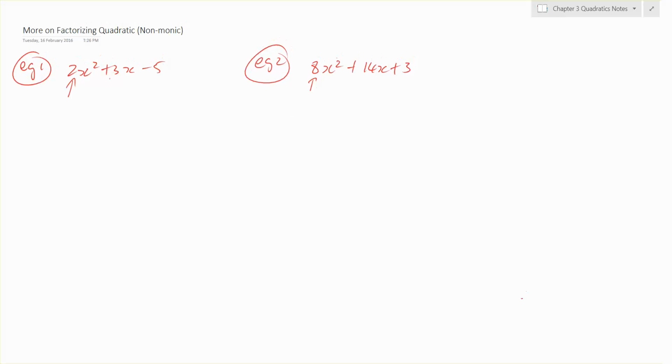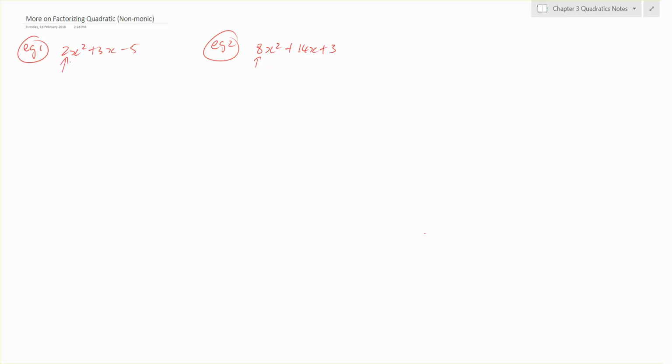The way we factorize this is first we look at the coefficient of the x squared term, and we look at the possible factors that can make up the x squared term. In this case, 2x squared can only be made up of 2x and x. The next part is we do a cross product. We try to find all the products which multiplied together give you -5. So I can have -1 and 5, 5 and -1, -5 and 1, or 1 and -5.